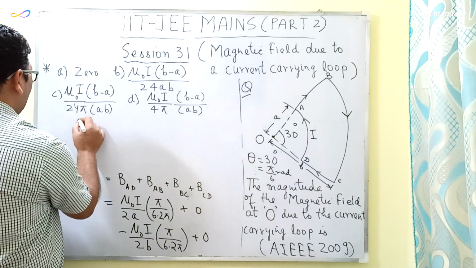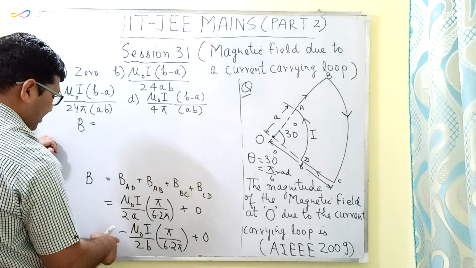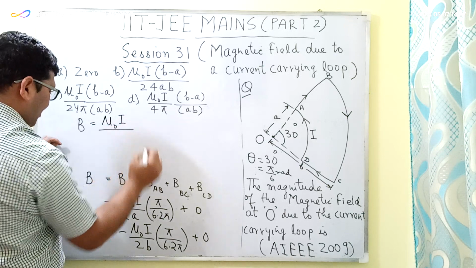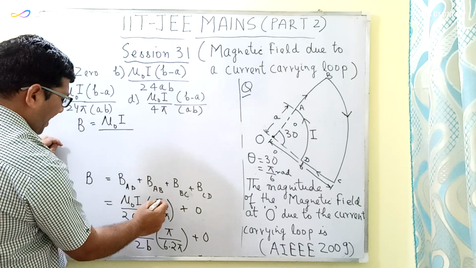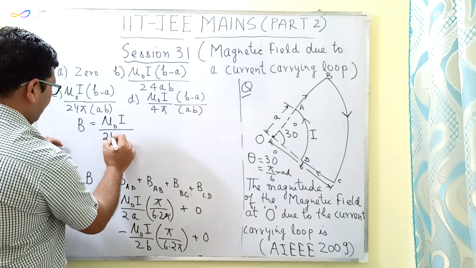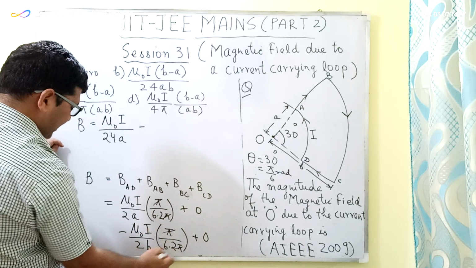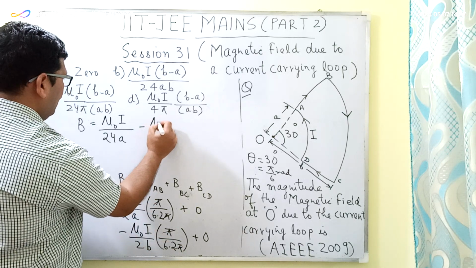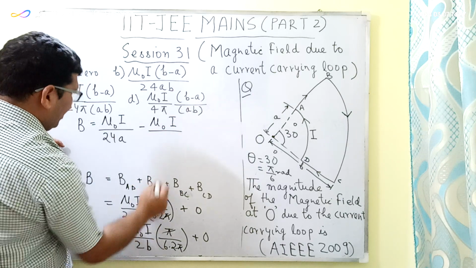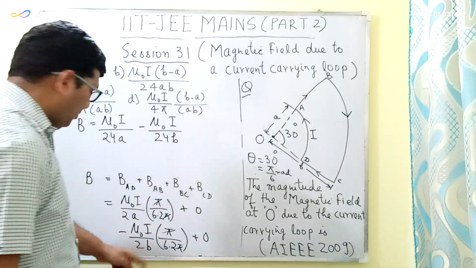So the magnitude of the magnetic field at the point O will be equal to mu naught I divided by this pi, and pi will get cancelled, so this will be equal to 24a, minus, here pi and pi will get cancelled, so this will be equal to mu naught I divided by 24b. Okay.